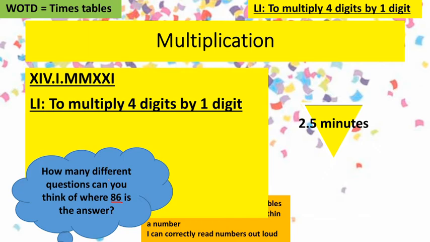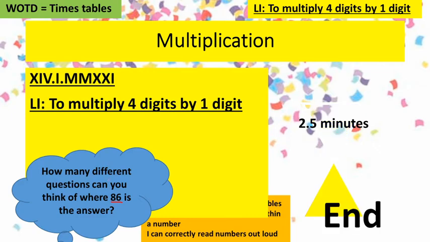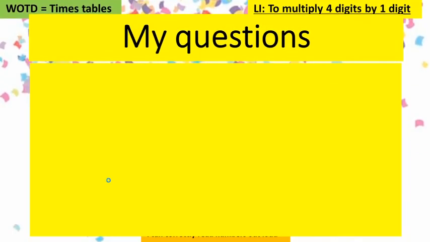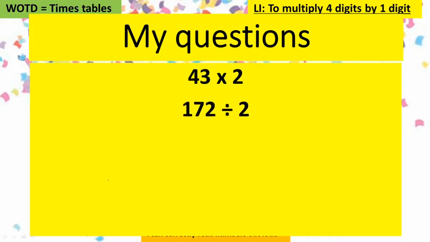Okay, so I'm going to go through some of the questions I came up with where the answer is 86. So I went for 43 times 2. I knew that 86 was in the 2 times tables because the digit in the ones column is even, therefore it has to be in the 2 times tables. I multiplied it by 2 and I got 172, so I knew that 172 divided by 2 was 86.